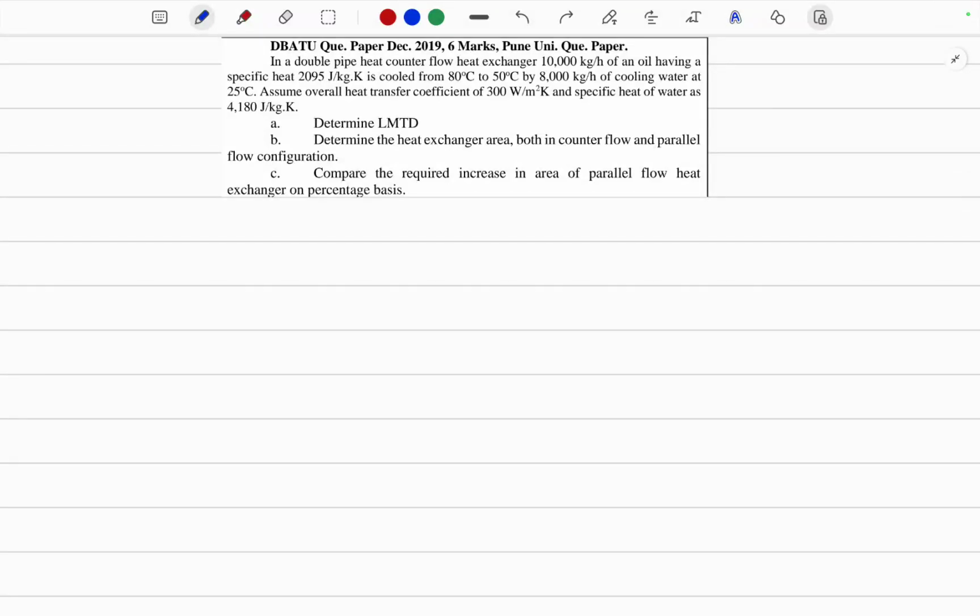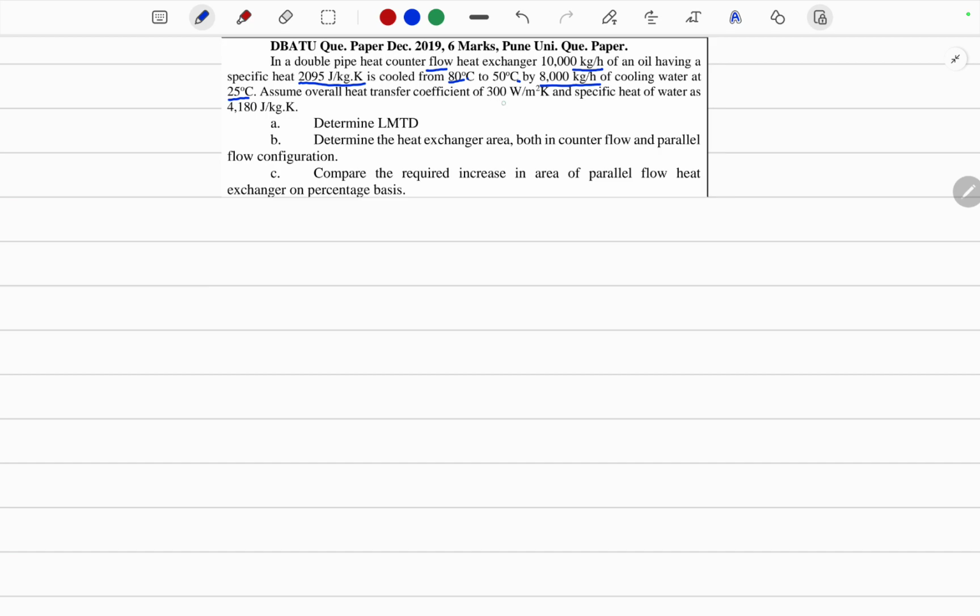Hello everyone. We will solve one problem from the university question paper which appeared for 6 marks. In this, there is a double pipe heat exchanger operating in counterflow mode, which is cooling an oil flowing at the rate of 10,000 kg per hour with specific heat 2095 joule per kg Kelvin. It is being cooled from 80 degrees Celsius to 50 degrees Celsius with the help of cooling water flowing at the rate of 8000 kg per hour and entering at the temperature of 25 degrees Celsius.